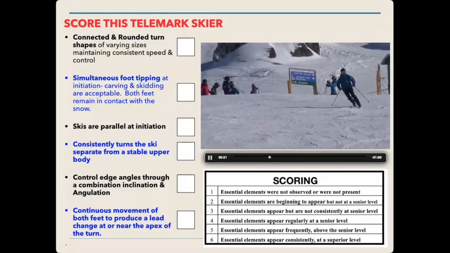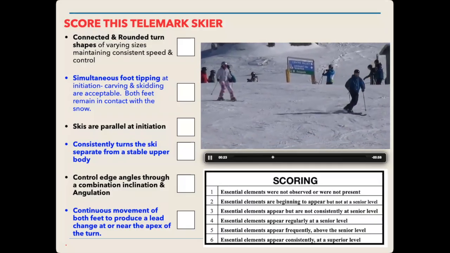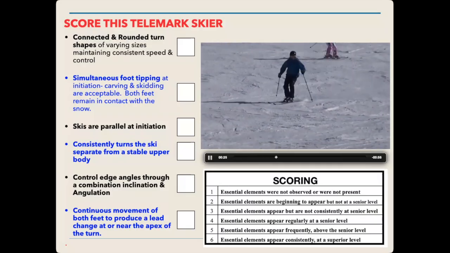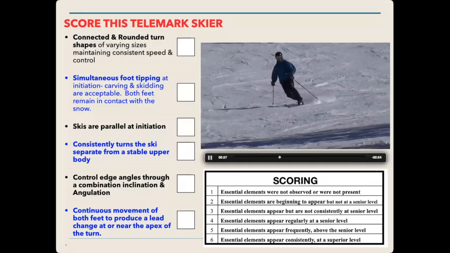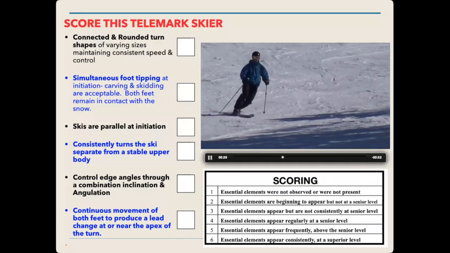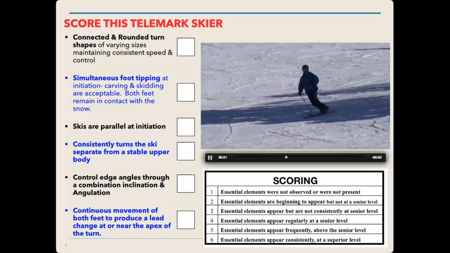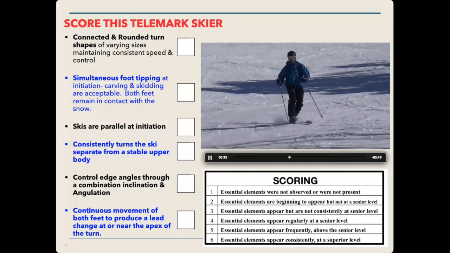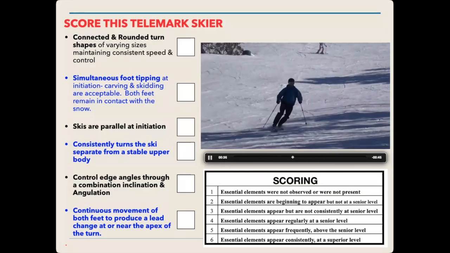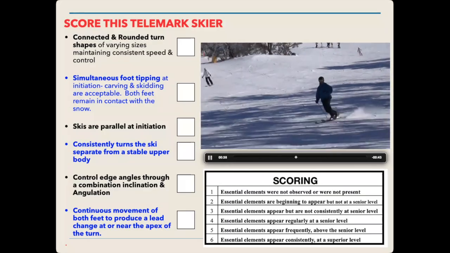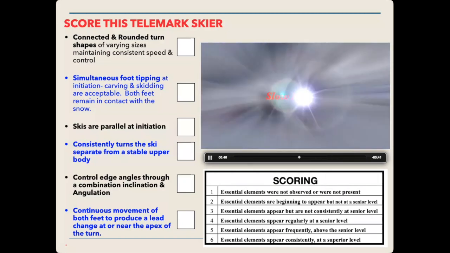How about you, Eric? I also had a 3. On the right-hand turns, I do see a little bit of angulation to go with some inclination. On the left-hand turns, it is pretty much all inclination. And again, the upper body is aft a little bit, which isn't helping him either.